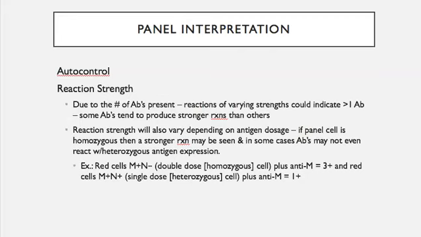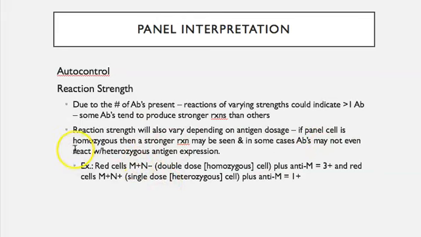The reaction strength: is it a single strength? So for instance, are you seeing reaction strengths of 1+ all the way through, or do you have varying strengths? Do you have some cells that have a 2+ reaction and some that have a 3+ reaction? This can help you determine: is it one antibody specificity, or do you have more than one antibody present, or could it potentially be an antibody that's showing dosage?